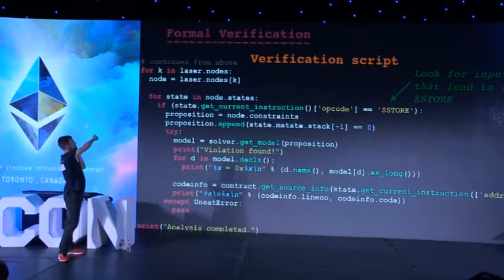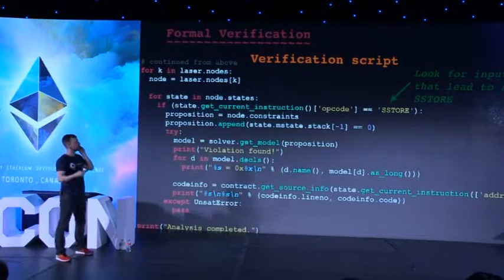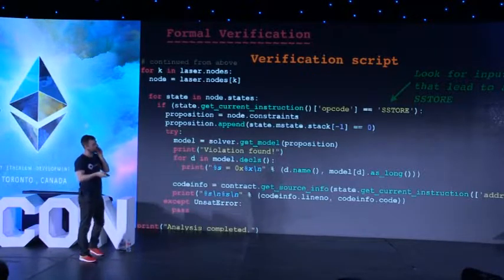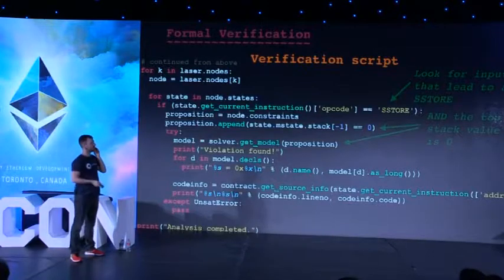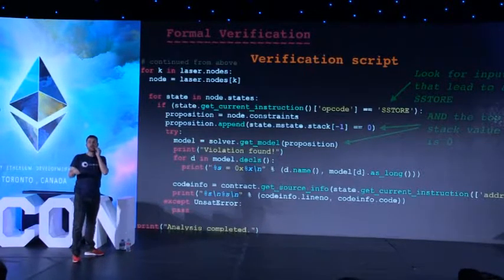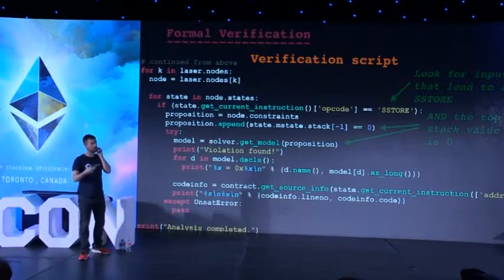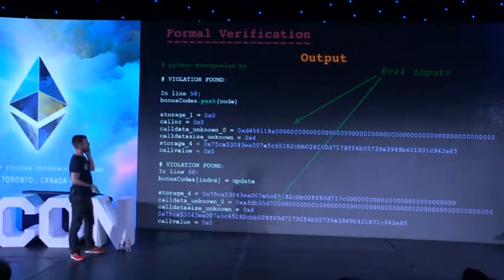crawl through all the nodes. Laser will split it up into the various nodes of the program. And it's going to look for inputs that lead to a storage writing operation, which is always a bit of a risky place in your code. And then it's going to say, okay, can we get there and have the top stack value be 0, which means that we will be able to write to the 0 storage address where our owner address was. So let's look for that, and here's the output, and yes, we can.